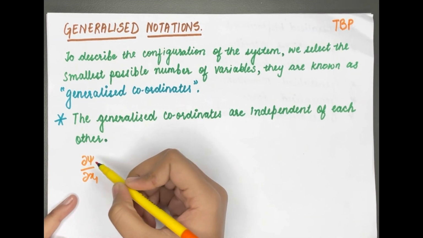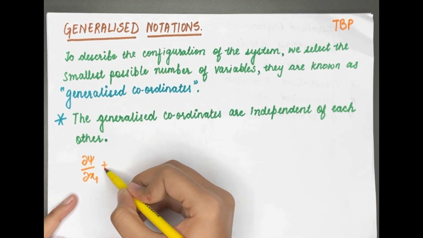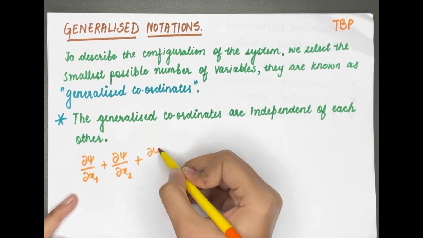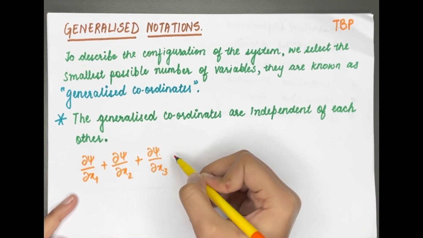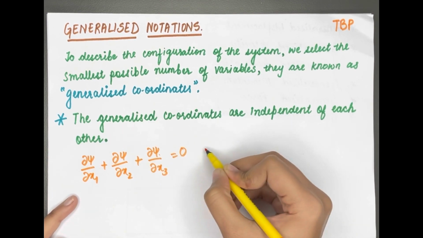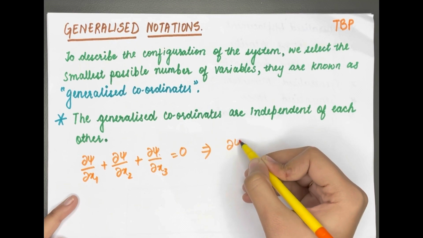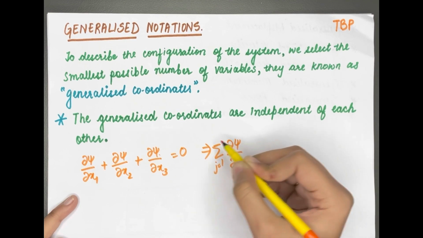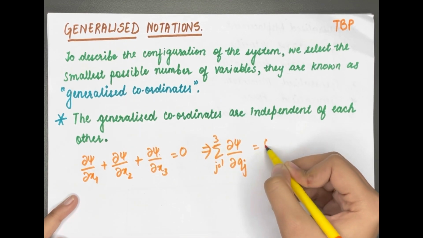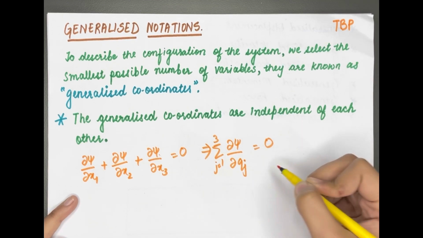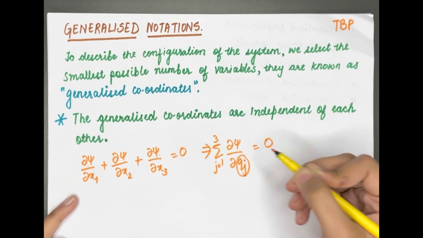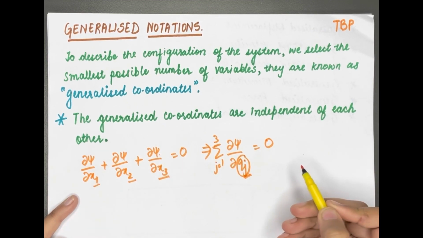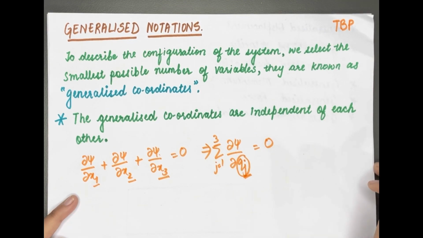Suppose we have an equation ∂ψ/∂x1 + ∂ψ/∂x2 + ∂ψ/∂x3 = 0. Can I simply write it as the summation over j from 1 to 3 of ∂ψ/∂qj = 0? By using the generalized notation, we have reduced the equation of 3 coordinates to only 1 coordinate. So we are actually simplifying the mathematical equation.